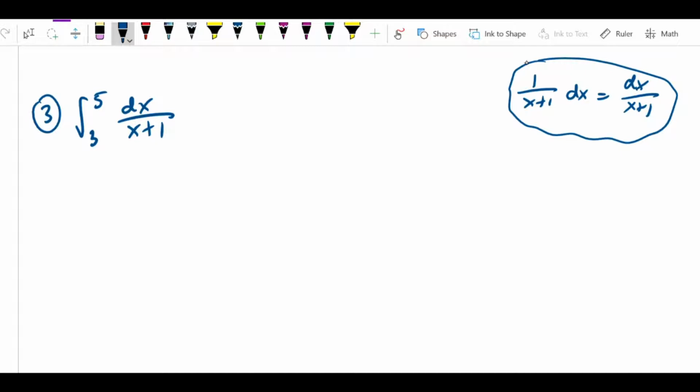So the first thing to observe is that the derivative of ln of x plus 1 is equal to 1 over x plus 1. We could have done that by the chain rule. So we know that ln of x plus 1 is in fact an antiderivative of 1 over x plus 1. Therefore, this integral is just going to be ln of x plus 1.